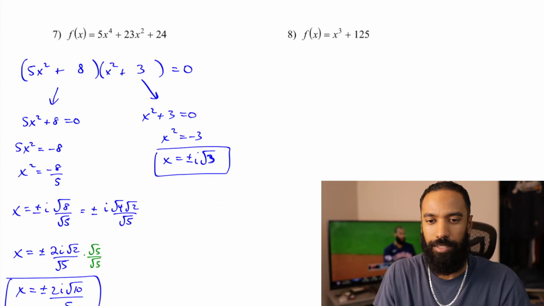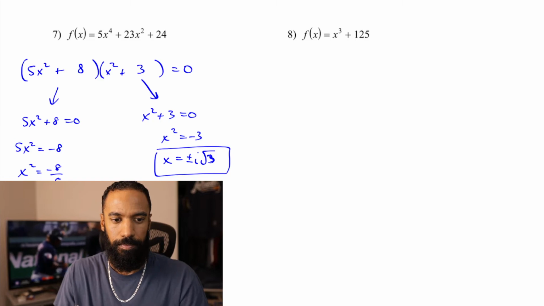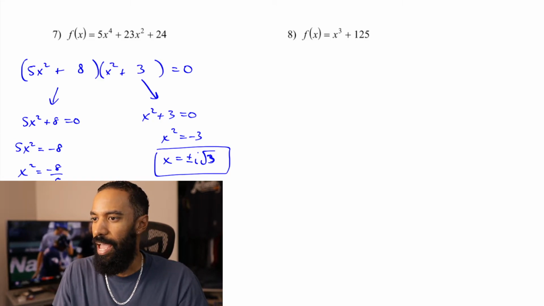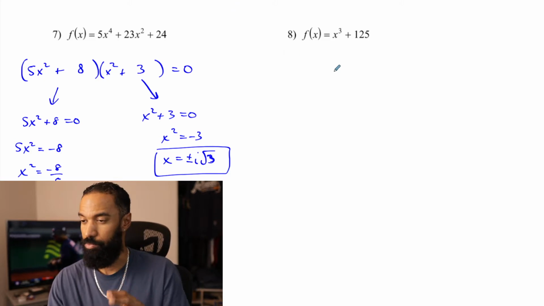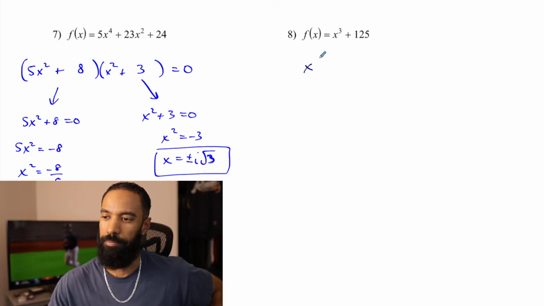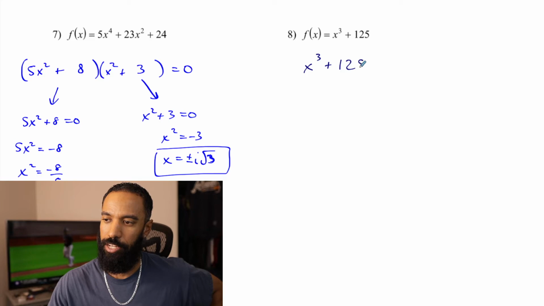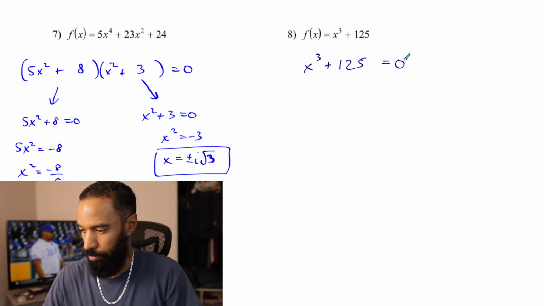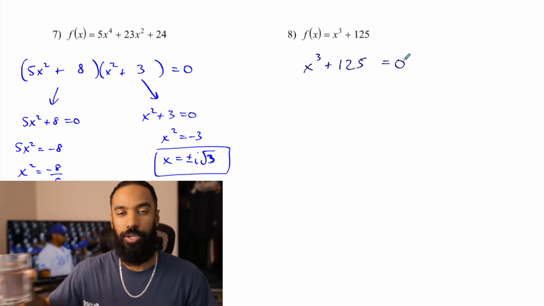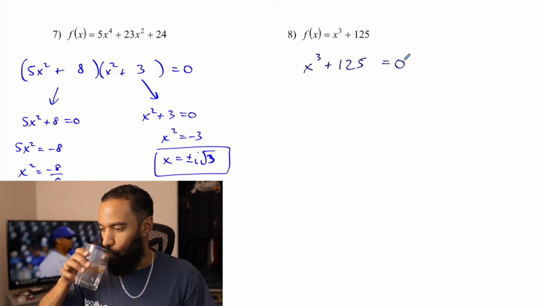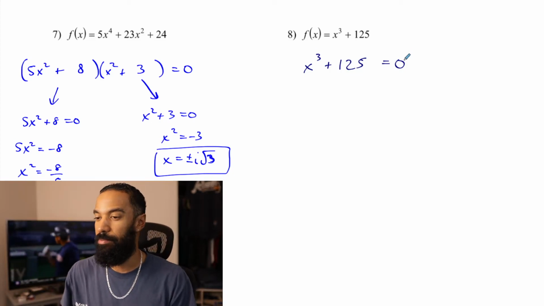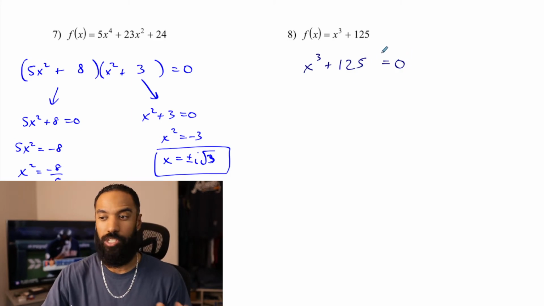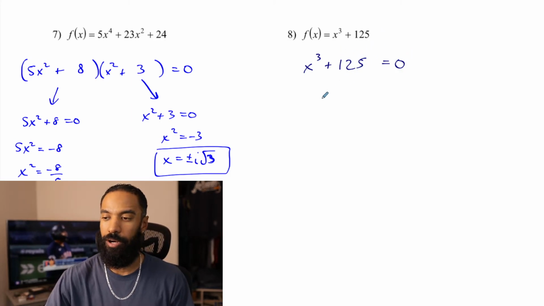All right, number 8. x cubed plus 125. This goes back to kind of what I mentioned before with the sum and difference of 2 cubes. I need to get a drink of water here. This is a sum of 2 cubes. And being a sum of 2 cubes right here, there's not just one solution. It's not just negative 5, which would work here.